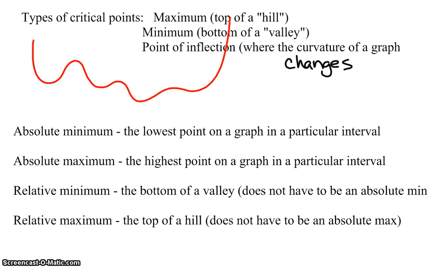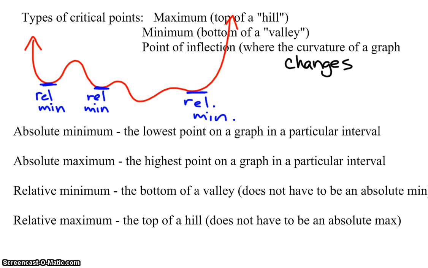I have a lot of minimums going on here. I don't have any absolute maximums. There are no absolute maximums because the graph continues to go up. It never has a top high point. However, right here, I have a relative min. It's a low point, but it's not the absolute lowest point. I have a relative min here. I have a relative min here.